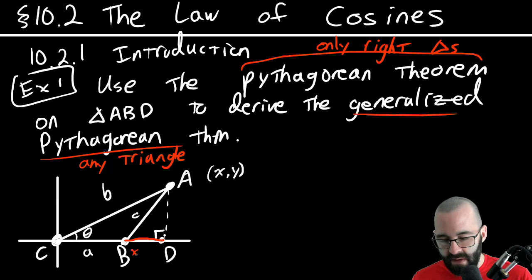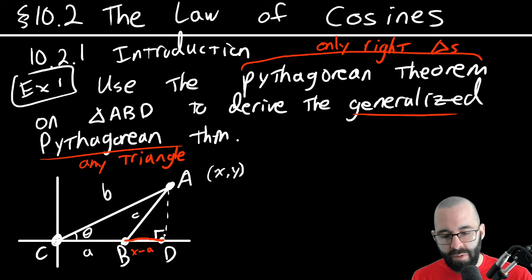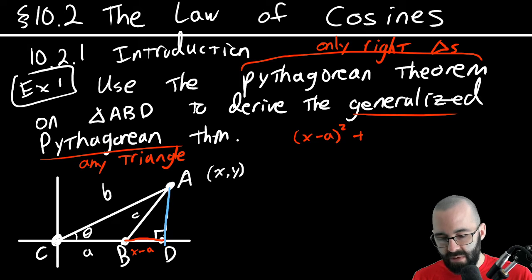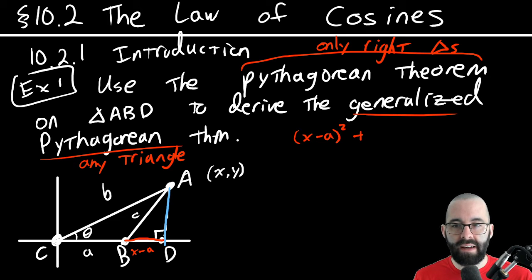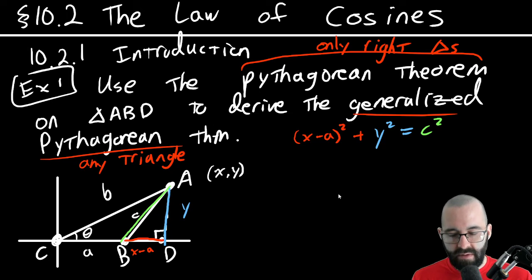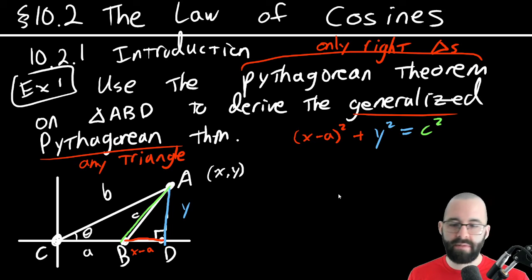Here we go x units to the right, but we don't want to look at the a part. We're only looking at this side. So the Pythagorean theorem says (x minus a) squared plus, what is this side length? Well, this side length is just y. Plus y squared equals the hypotenuse squared. And the hypotenuse, again, is just c here.